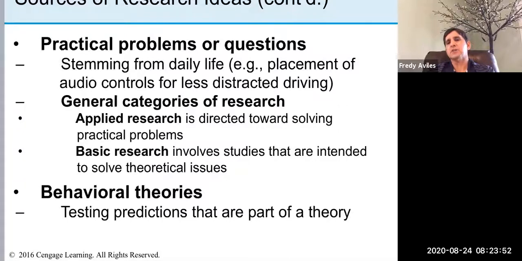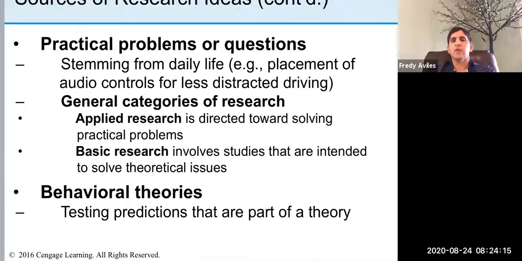Like for instance, does alcohol cause aggressive behavior? Now there's thousands of studies, maybe tens of thousands, that have already looked at that. That doesn't mean that you can't do your research on that and do some kind of survey or something. But there are plenty of studies that have been done on that topic. But it's a theoretical one.